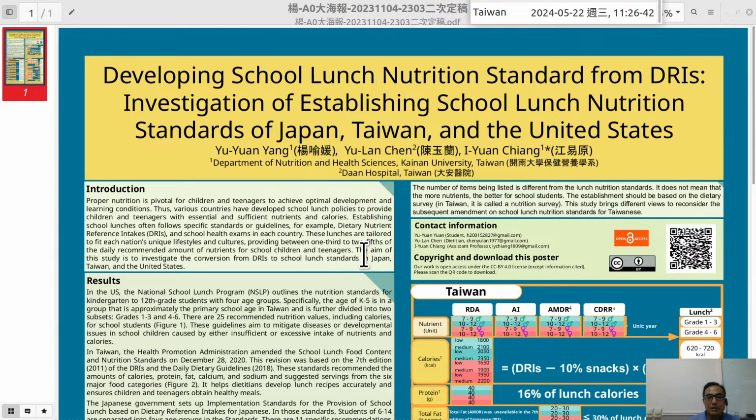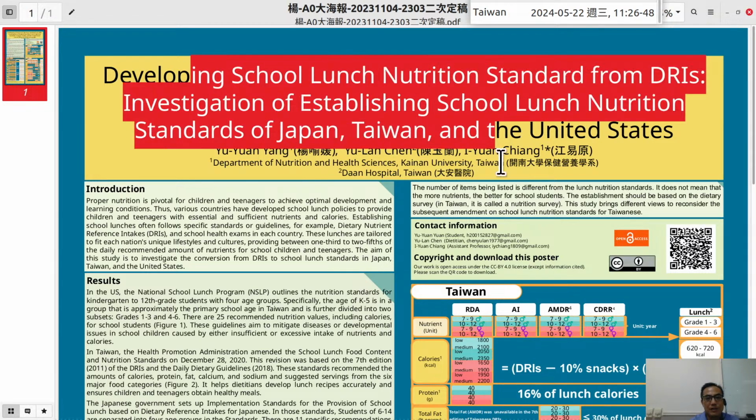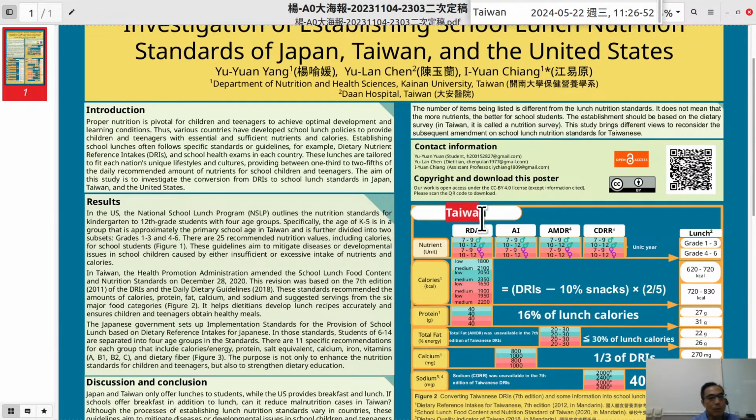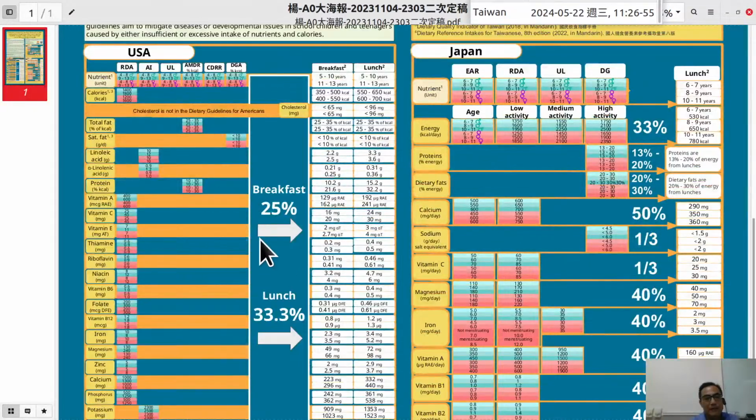And a student, she is a sophomore, second year in college. She did a comparison and compared the nutrition policy of Taiwan, Japan, and the US. And I hope, no matter whether you are from Taiwan or other countries, I encourage you, if you are interested in food science and nutrition, we can do the research and try to publish it.